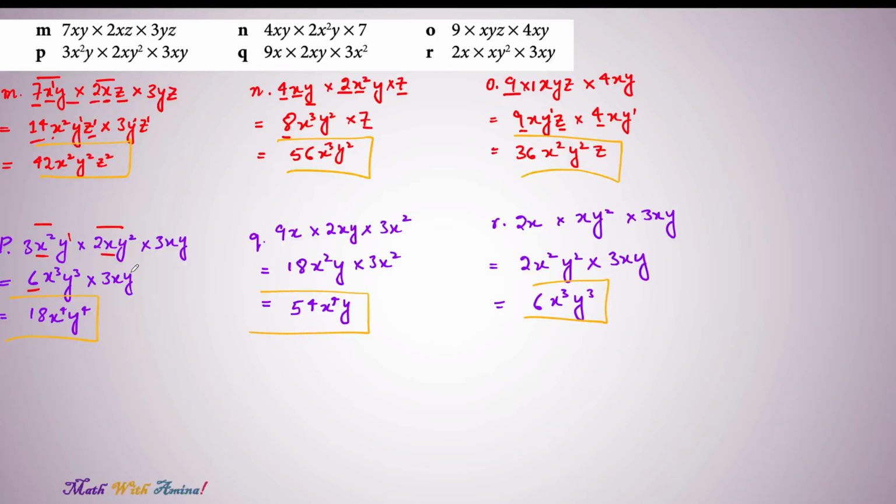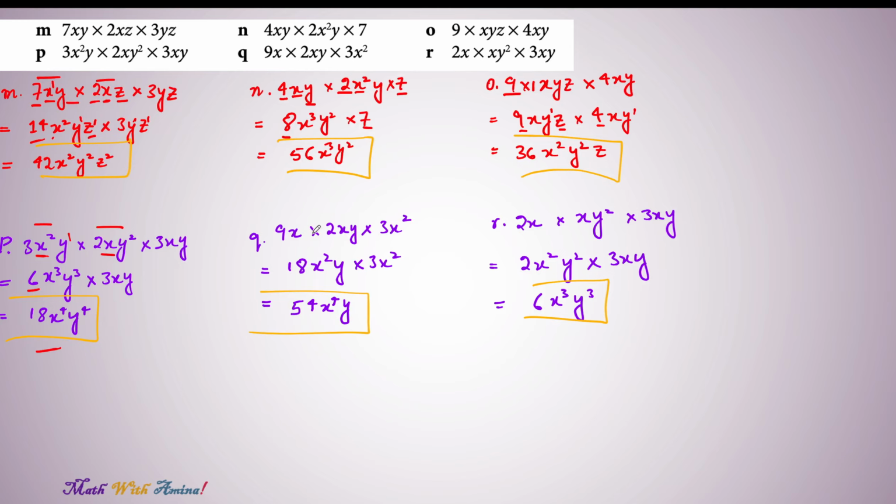Then 6x cube y cube multiplied by 3xy: 6 multiplied by 3 is equal to 18. X cube multiplied by x becomes x raised to the power of 4. Y cube multiplied by y becomes y raised to the power of 4. So the final simplified expression would become 18x⁴y⁴.